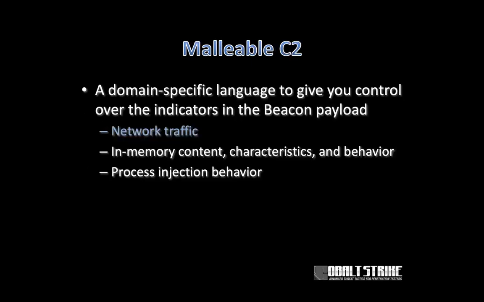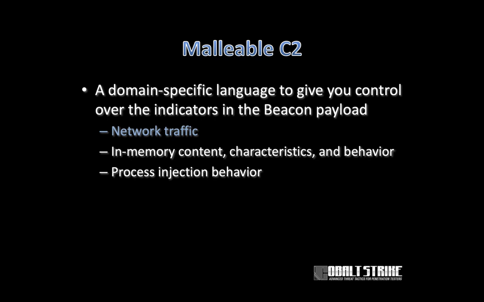Malleable C2 is a domain-specific language to give you control over the indicators in the beacon payload. Through Malleable C2, you can change what beacon's network traffic looks like. You can shape the in-memory content, characteristics, and behavior of the beacon payload. And you have fine-grained control over how beacon does process injection as well. Malleable C2 also has options to set advanced options in Cobalt Strike's post-exploitation DLLs as well.